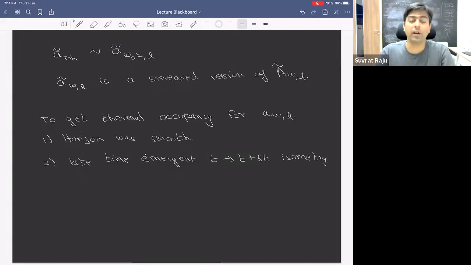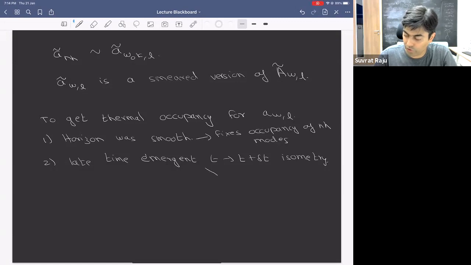The second part was very important to be able to link the near horizon modes to the global modes. Okay. If the second part had not been there, if we had not had the isometry, you can check that we would not have been able to link the global modes to the near horizon modes. The first part is very important for the question that I think Akhil just asked, which is that it is the first part that told us that, so this is what fixes the occupancy of the near horizon modes. Okay. This is what allows us to relate the near horizon modes to the global modes.